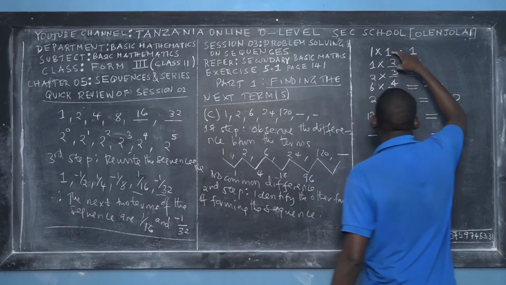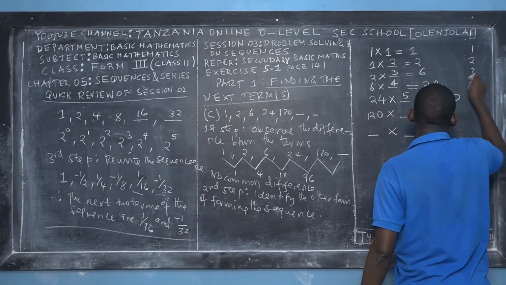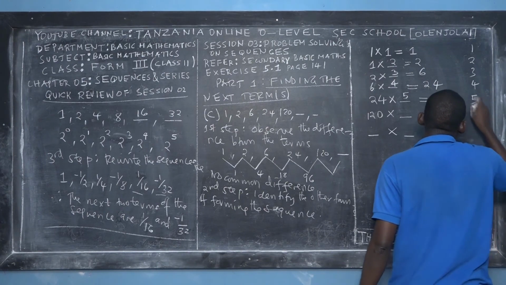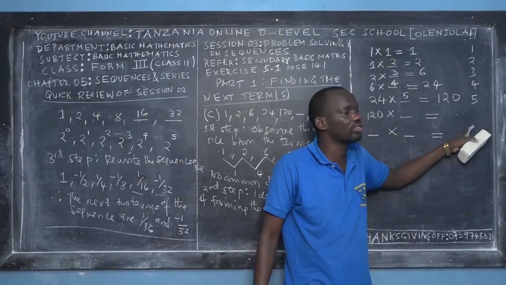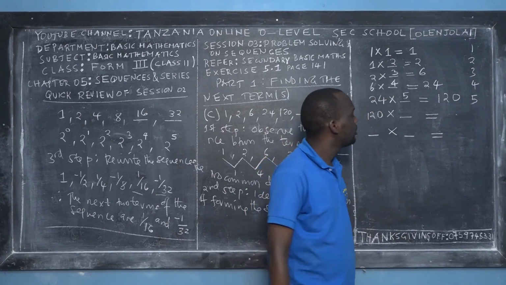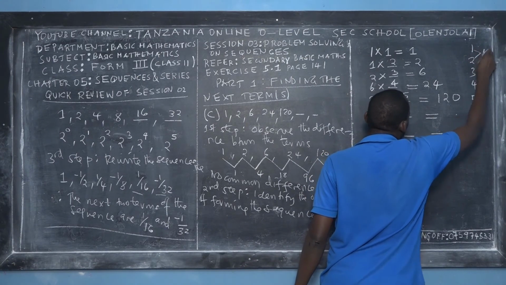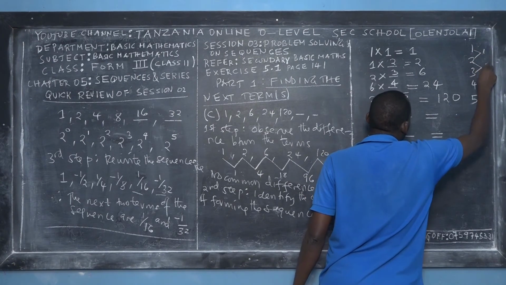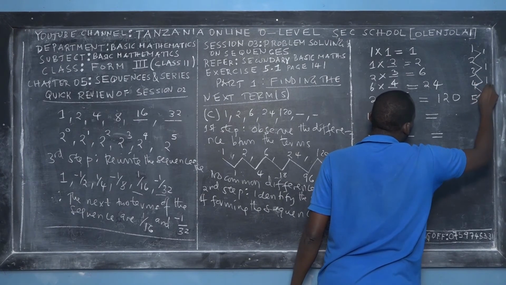So if you analyze this arrangement, we find that it is 1, then 2, then 3, then 4, then 5. So this is the sequence of natural numbers. If it is natural numbers, the common difference between them is 1. The common difference between this and this is 1. Between this and this is 1. Between 4 and 5 is 1.